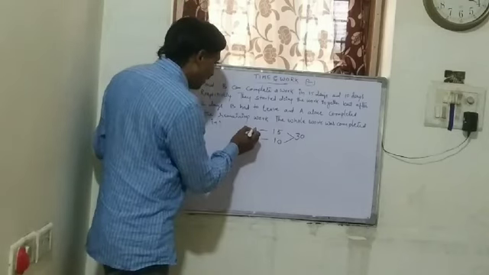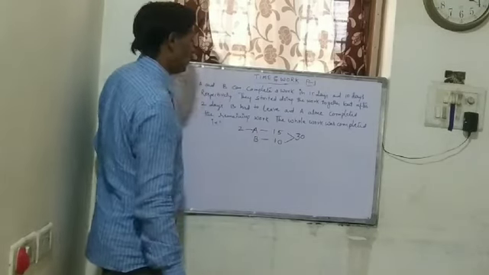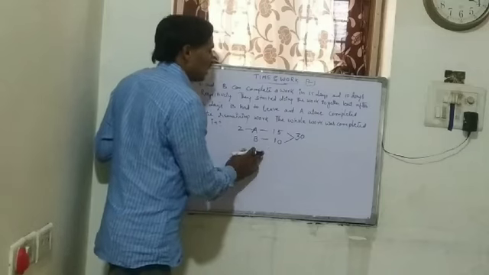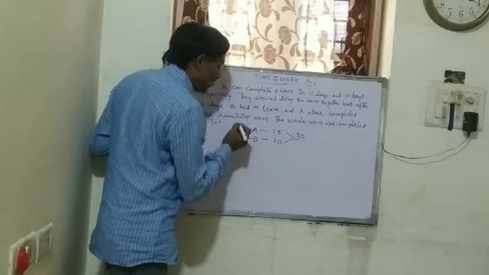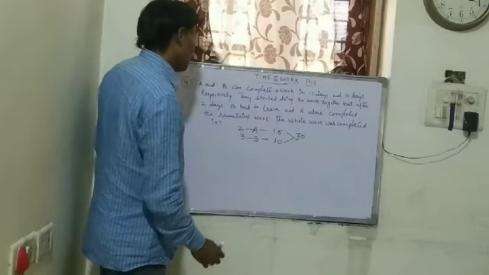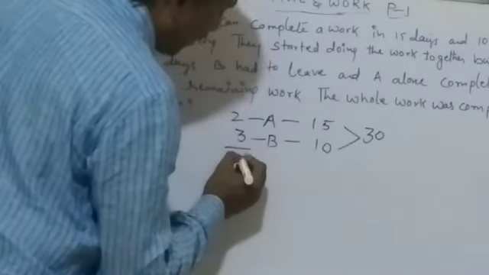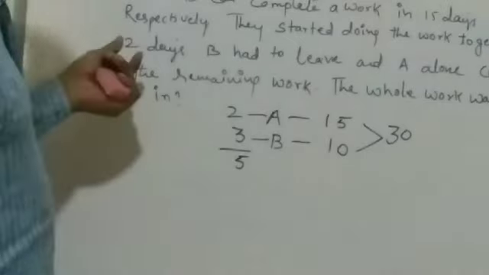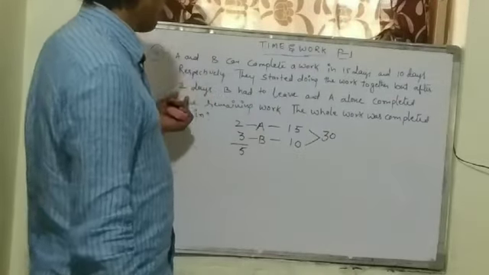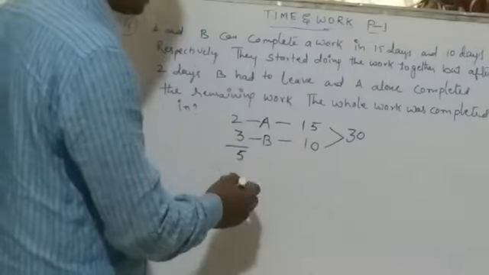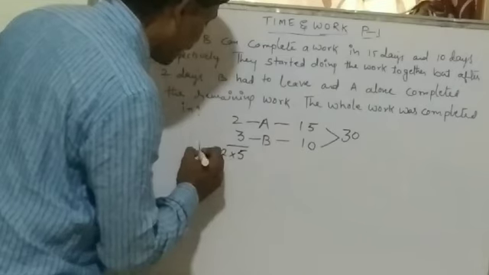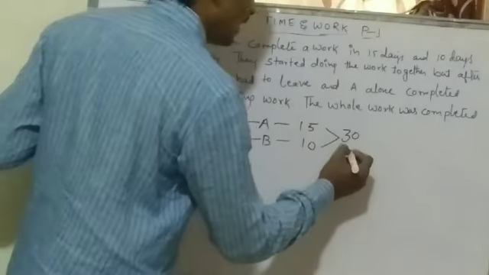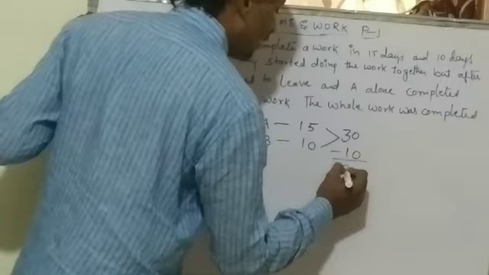So per day he will do only 2 units. Similarly, B is doing 30 units of work in 10 days, so B will do 3 units per day. When they are working together, they will produce 5 units every day. They worked together for 2 days, so they will produce 10 units, right? So in the 30, 10 units are already produced. The remaining units are 20.